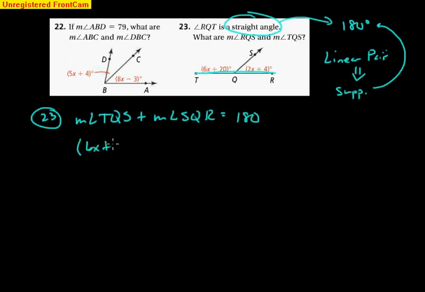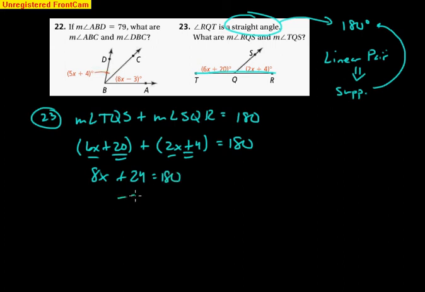So now we'll substitute. TQS says 6x plus 20. SQR says 2x plus 4. And that is 180. 6x and 2x is 8x. 20 and 4 is 24. That equals 180. Two steps. Subtract 24 and divide by 8.